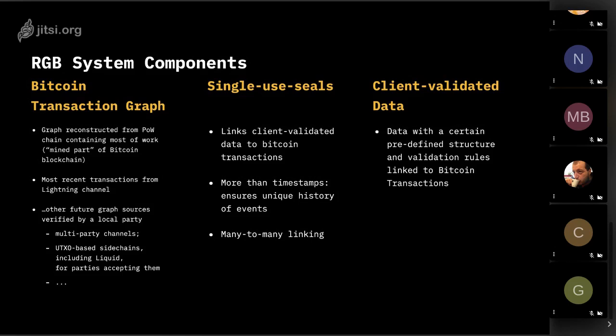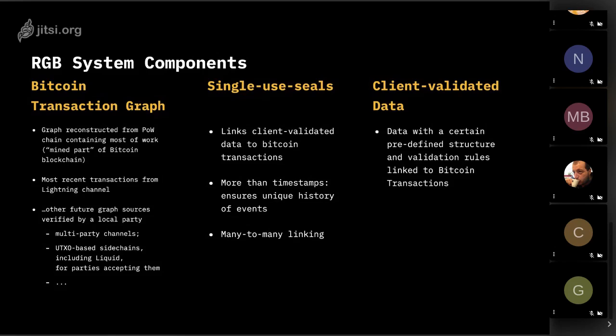So we will have quite a detailed overview of all these parts: the Bitcoin transaction graph, deterministic Bitcoin commitments, single-use seals, how they are constructed, how they apply to the Bitcoin transaction graph, and client-validated data. Today, I'm just giving the overview before all of those details. And single-use seals link client-validated data to Bitcoin transactions.